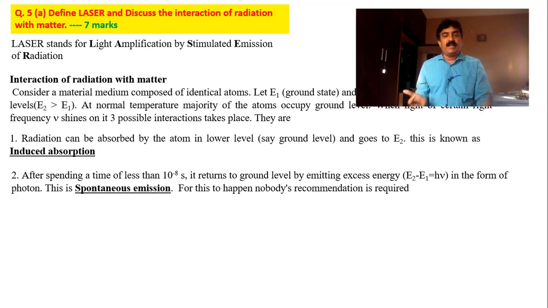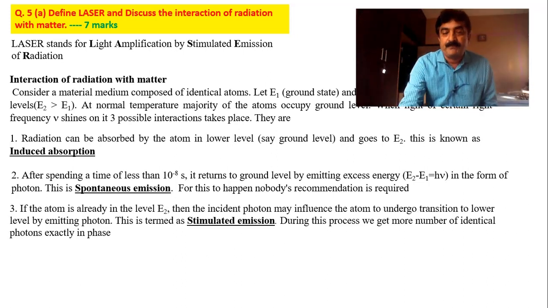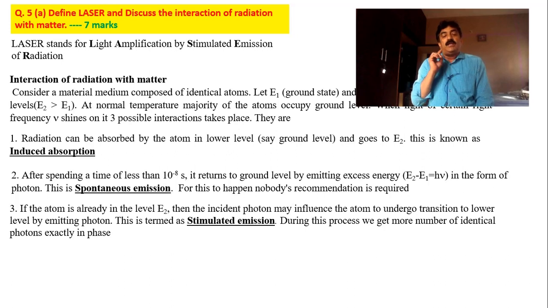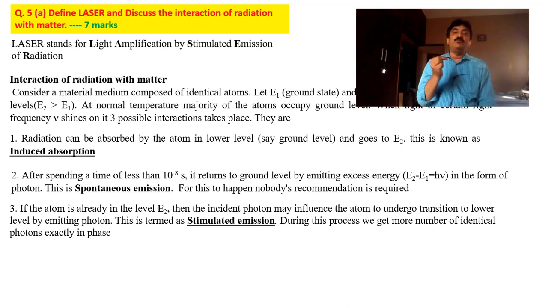So after spending 10⁻⁸ to 10⁻⁹ seconds, atoms come down to the ground state by emitting the excess energy in the form of radiation. So this is happening without anybody's support, so we call it spontaneous emission. Next one is stimulated emission. This is the speciality of Einstein's theory. Einstein introduced a new type of emission called stimulated emission.